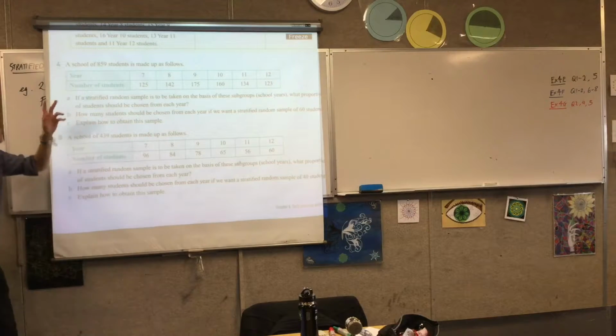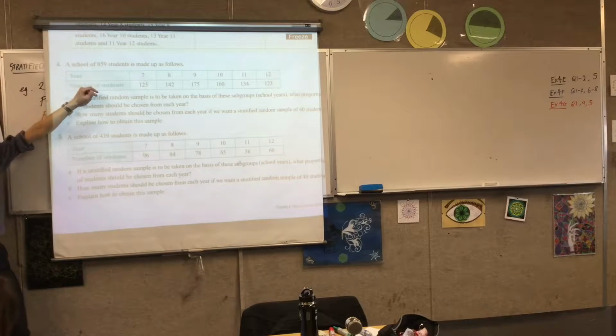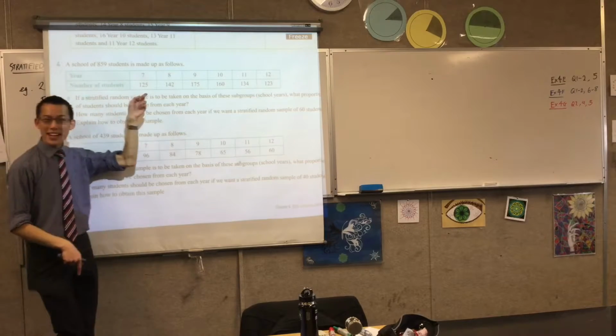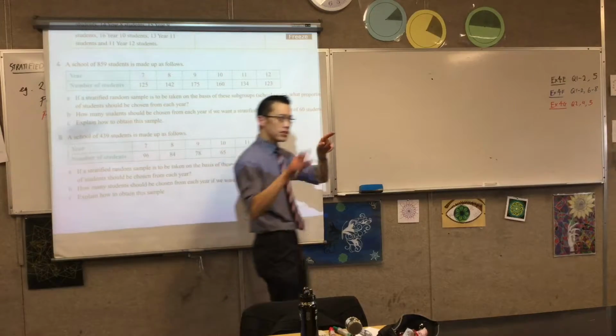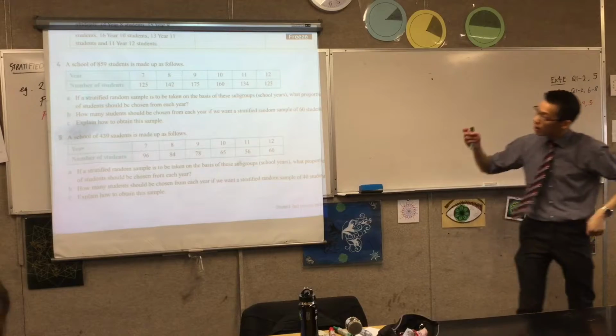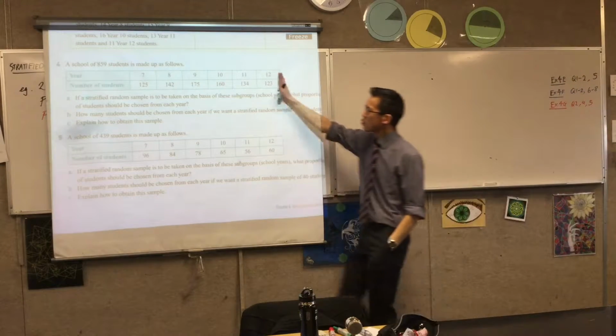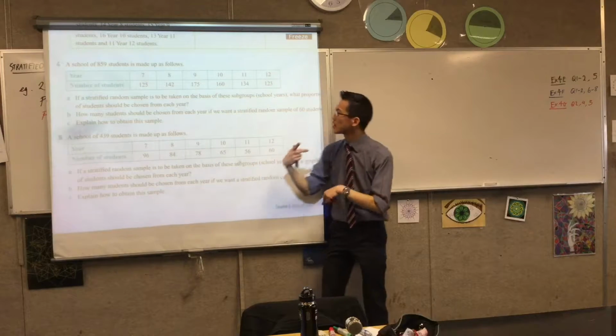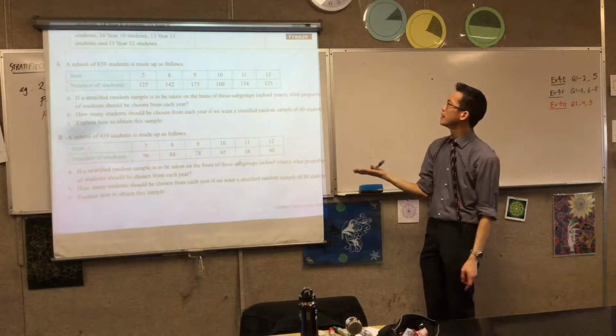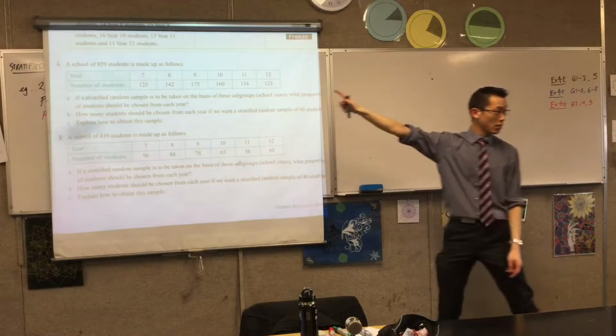A school with this population, such a small school, is made up as follows. So here you go. These grades are sized in this kind of order, okay? These are my subgroups. These are each of my strata. And you can see, let's have a look. Which is the biggest grade? It's year 9.